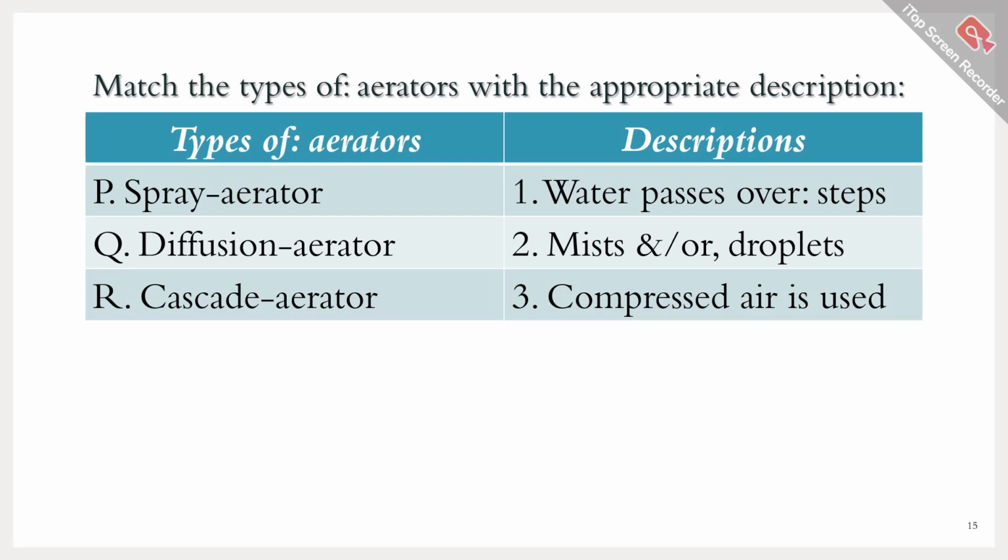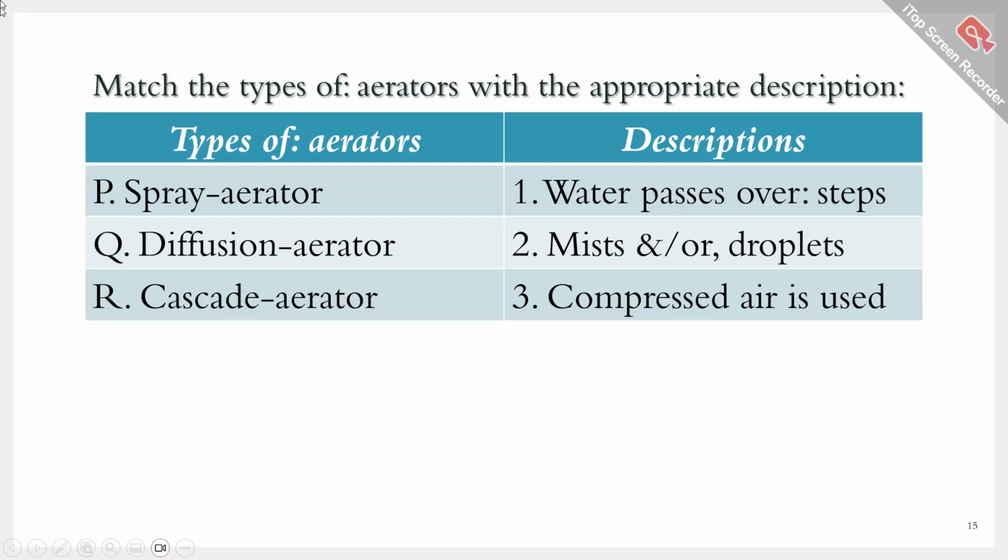So the types of aerators are provided in the left-hand column with options P, Q, and R, and their appropriate descriptions are provided in the right-hand column 1, 2, or 3. The aerator types are spray aerator, diffusion aerator, and cascade aerator. And the descriptions are: option 1 is water passes over steps, option 2 is mists and/or droplets, and option 3 is compressed air is used.